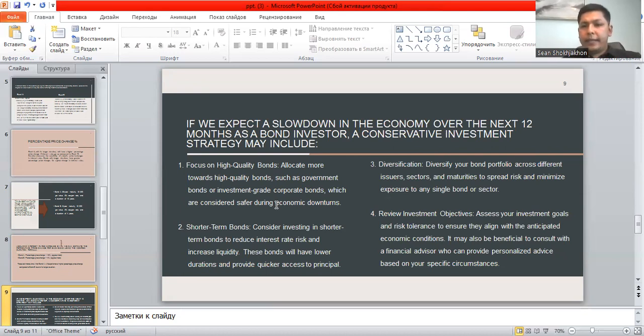We're going to assess your investment goals and risk tolerance to ensure they align with the anticipated economic conditions. It may also be beneficial to consult with a financial advisor who can provide personalized advice based on your specific circumstances.